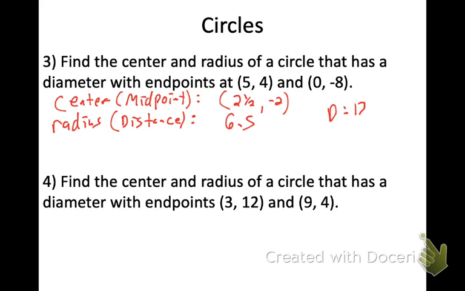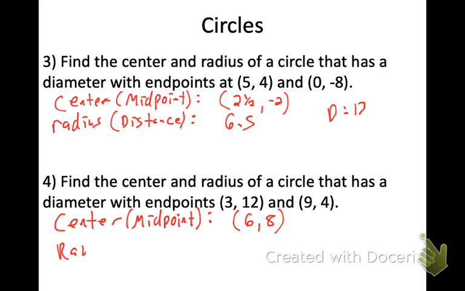All right, number 4. Find the center and radius of a circle that has a diameter with endpoints (3, 12) and (9, 4). So again, let's start off finding the center. In order to find the center, I need to calculate the midpoint. Looks like most of you are already done with this part. What's the center or midpoint there? (6, 8). Awesome. And then I need to find the radius. In order to find the radius, I need to calculate the distance.